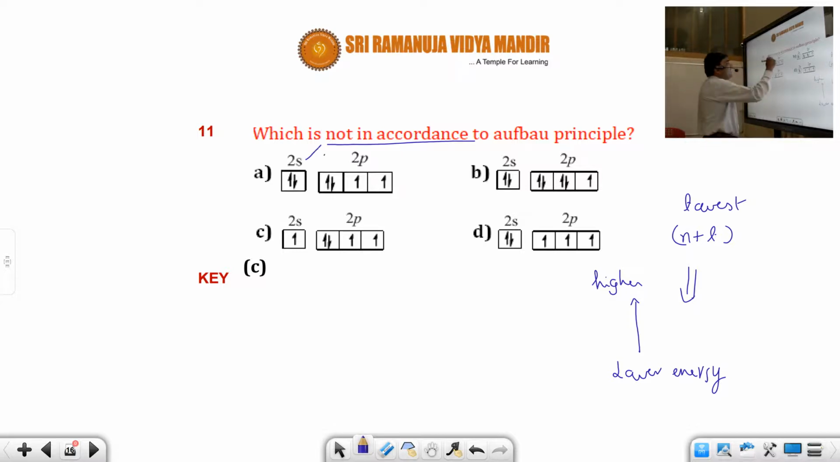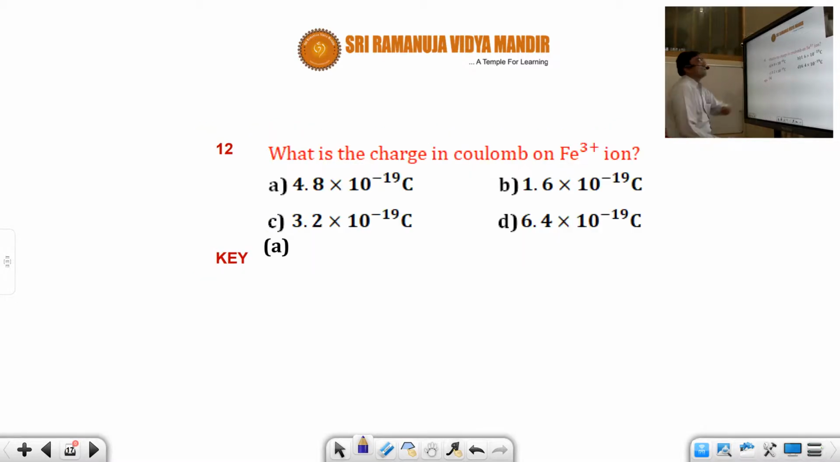Now, let us have a look. 2s is filled first. Next, 2p, no problem. 2s is filled, 2p is filled, absolutely no problem. Here, is 2s filled or not? It is not filled. Pairing has not happened, and 2p is filled. So, it is violating the Aufbau principle. It is not in accordance with the Aufbau principle. Next one, 2s and 2p are all right, fine. Now, have a look.